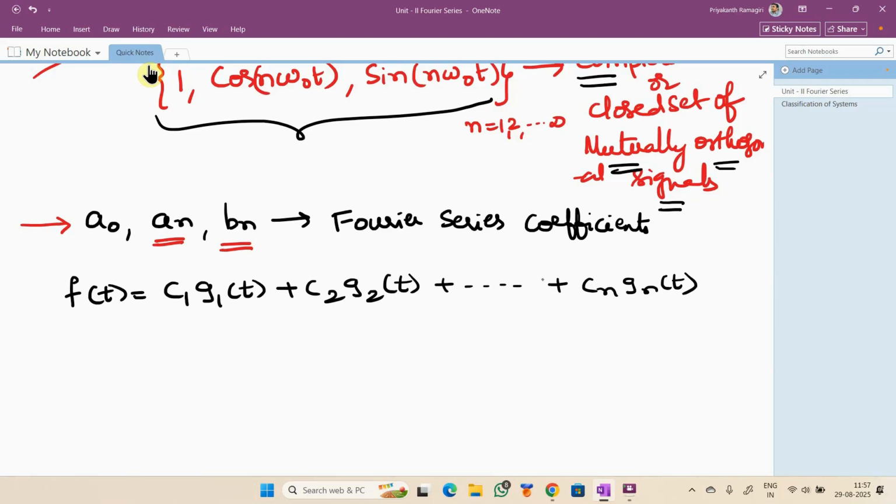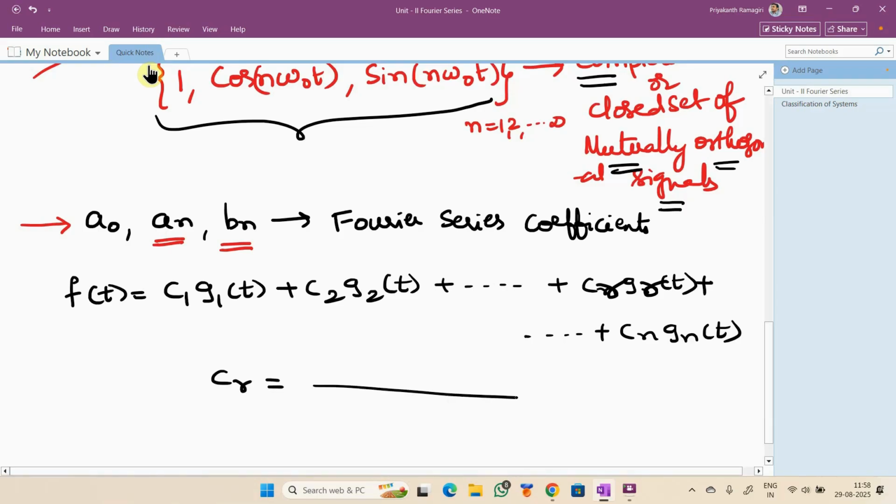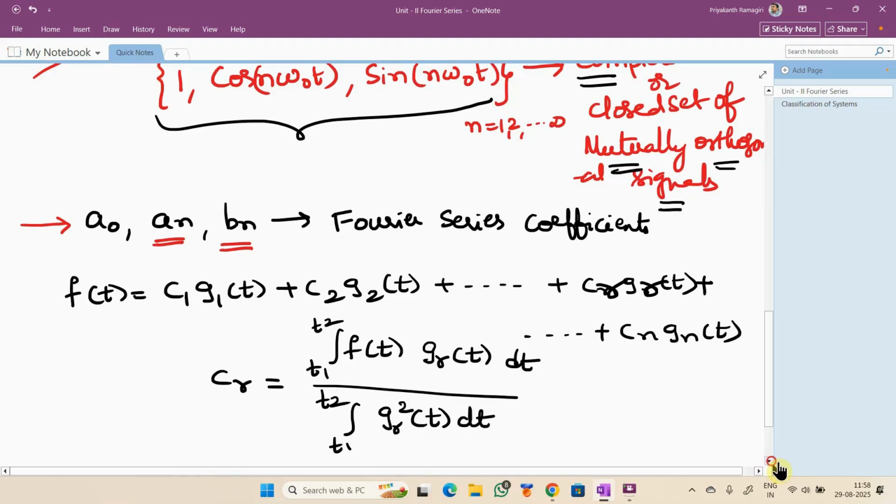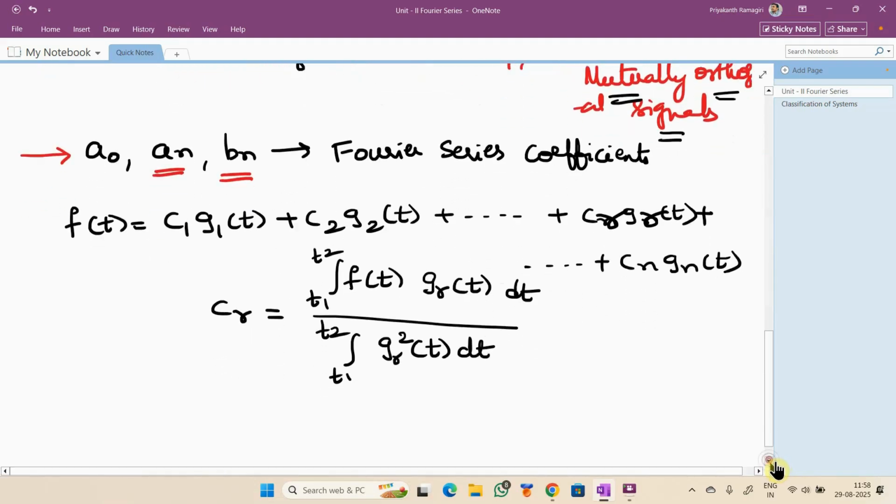Maybe in between we have got gr also. Do you remember this representation? Yes, sir. Okay. In that case, we found an expression for Cr, integral T1 to T2 f of t, gr of t dt, divided by the integral over T1 to T2. Remember this? Yes, sir. Okay.